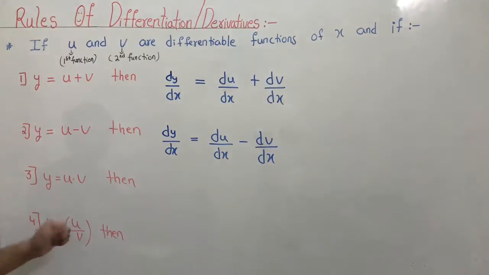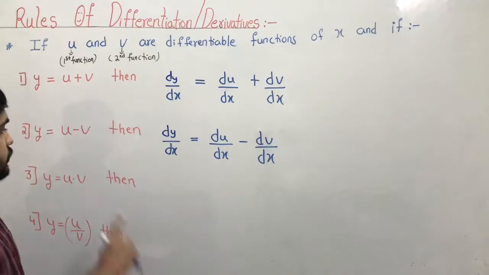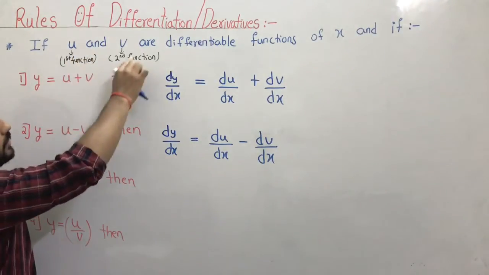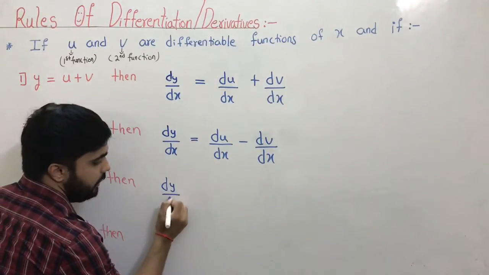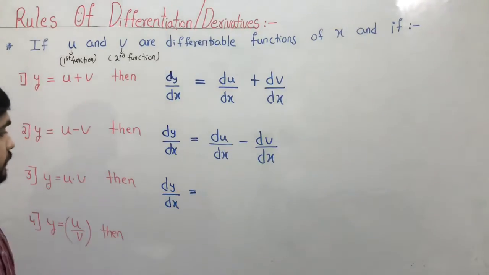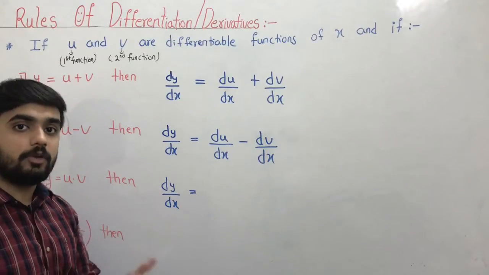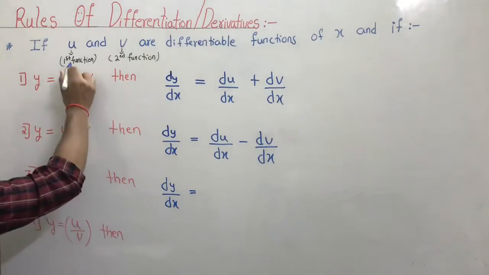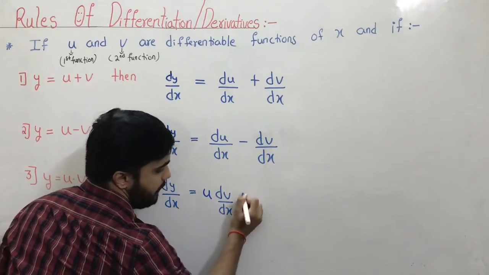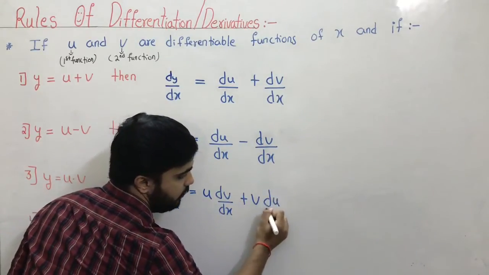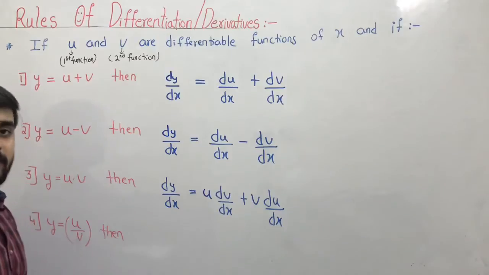Our next function is y is equal to u into v, that is, they are in product. We have considered here u as the first function and v as the second function. So dy by dx is first function as it is, derivative of second, plus second function as it is, derivative of first. It is easy to remember this way. That is, u as it is derivative of v plus v as it is derivative of u.